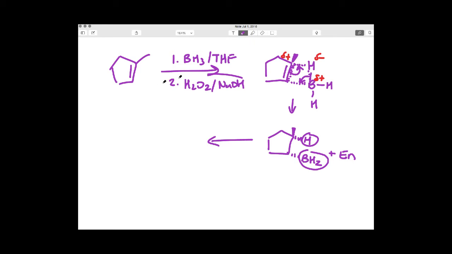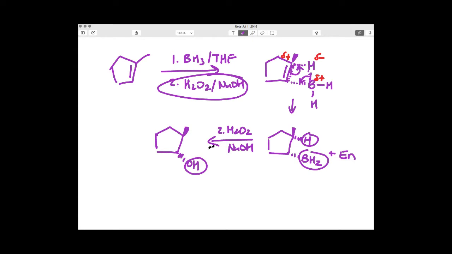And then if you have step 2, I'm going to, and by the way, that's a pretty detailed one that I don't require students to know, but that is going to replace the BH2 with an OH group. And it's in the back, so I'm just going to keep it in the back, but you also have the enantiomer. So this one is syn addition, and it's anti-Markovnikov. It's good to know both the stereochemistry and the regiochemistry.